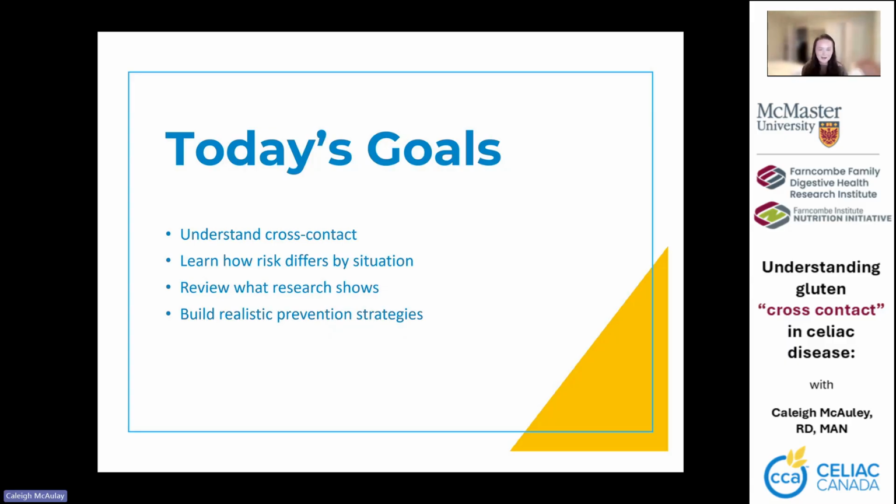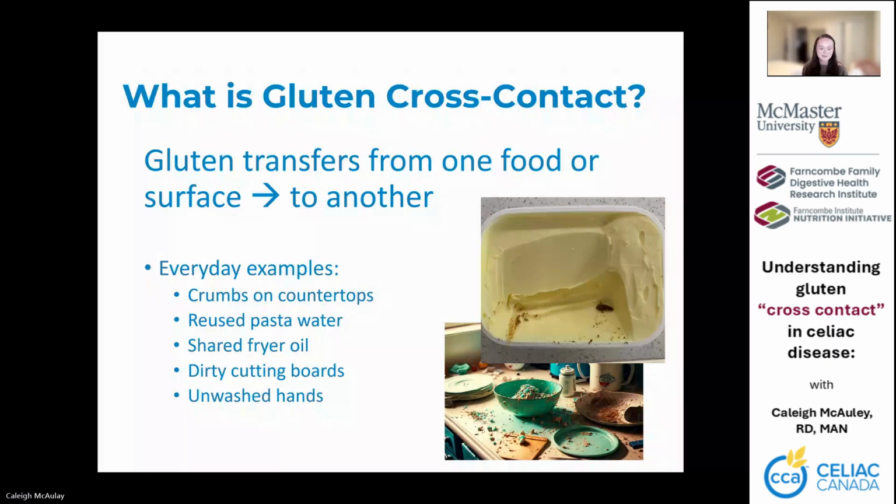So what is gluten cross-contact? I'm sure many of you already know, but cross-contact happens when gluten transfers from one food or surface to another food or surface. Crumbs on a dirty cutting board, pasta cooked in shared water, a shared fry oil, or even unwashed hands. So the contact happens when gluten moves. It doesn't multiply, it doesn't disappear with heat, it transfers.